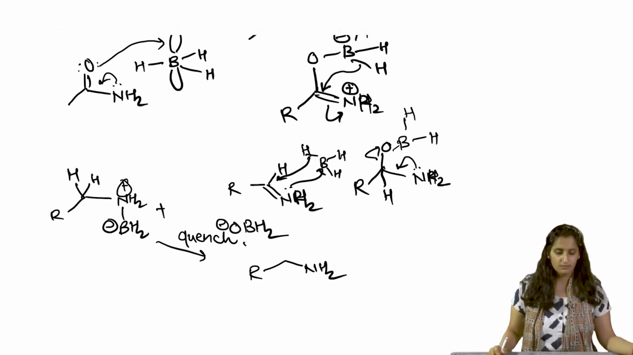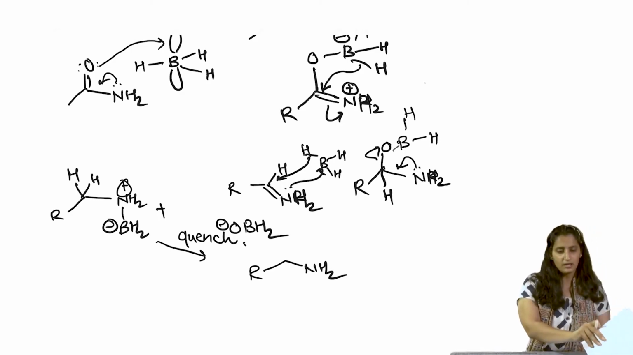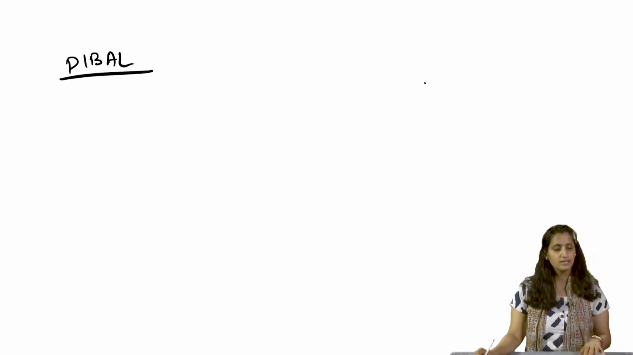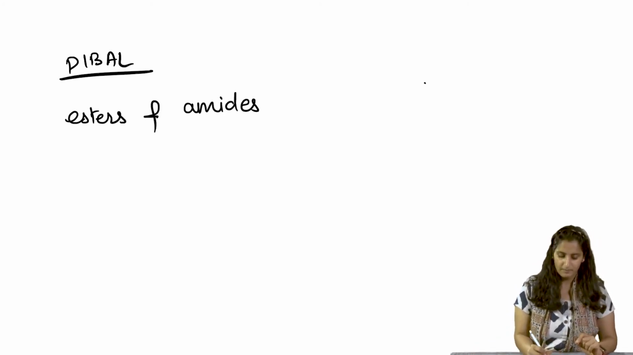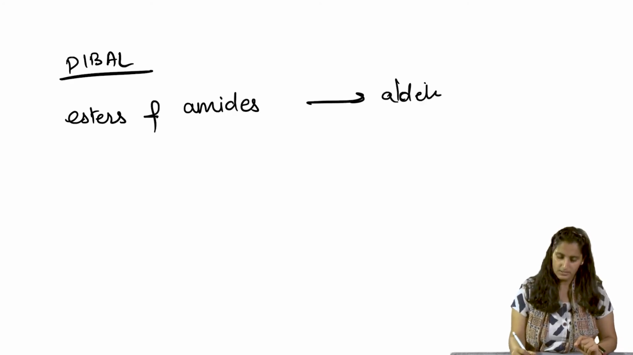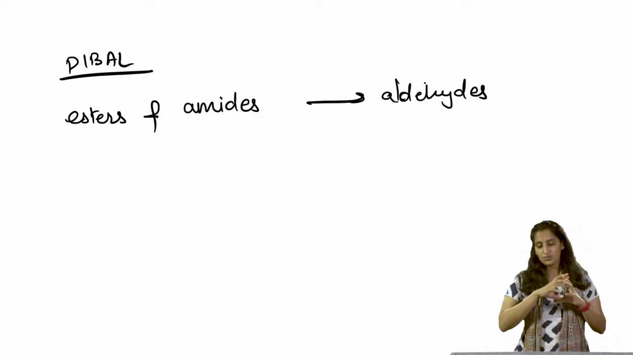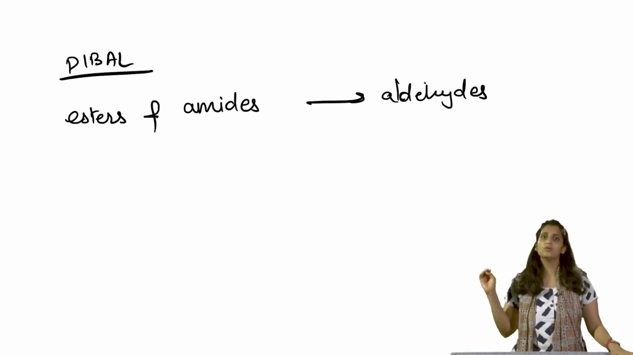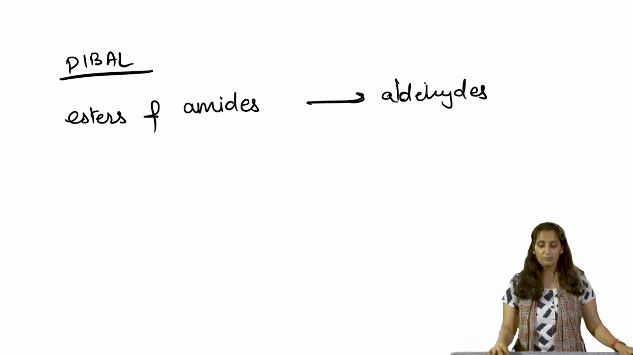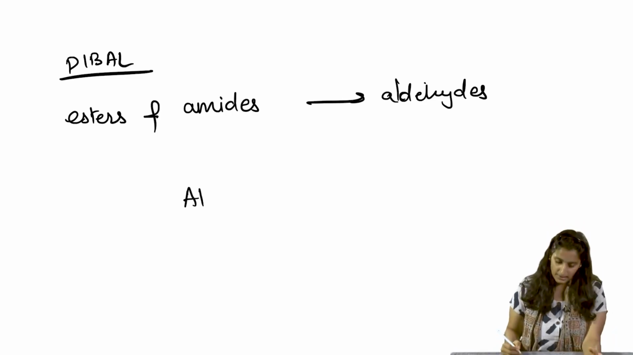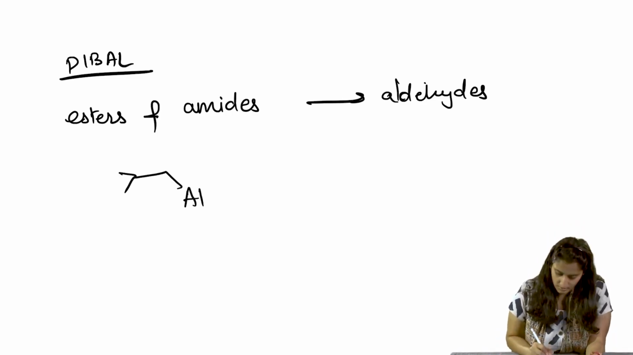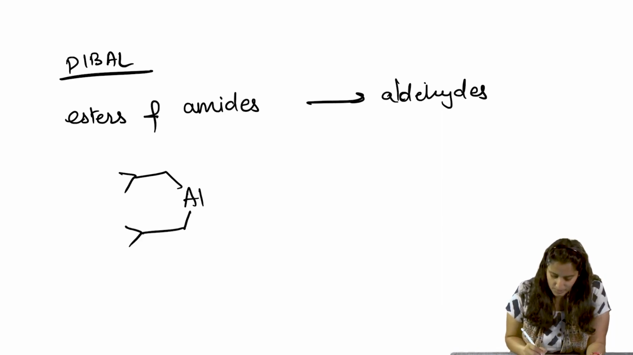Now, the next reagent that we want to look at is DIBAL, and this is a very selective reagent. DIBAL is a way to convert esters and amides to aldehydes only. So, remember, so far we have seen that most of these reducing agents will do the reduction all the way to either alcohols or amines, but in the case of DIBAL, the reaction conditions are such that we end up forming aldehydes. So, let us look at the reagent. This is diisobutyl aluminium hydride.